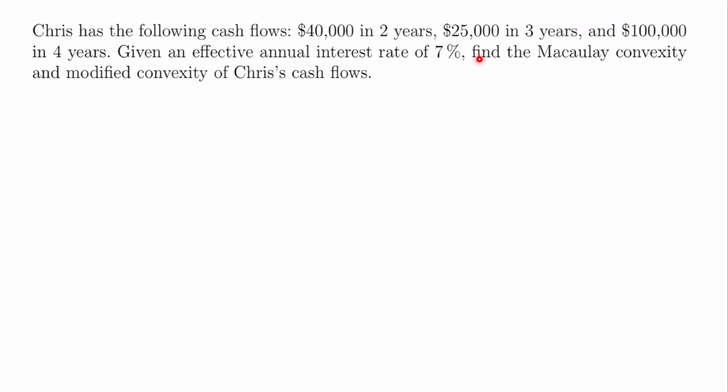All right, so here's our first example. Chris has the following cash flows: $40,000 in 2 years, $25,000 in 3 years, and $100,000 in 4 years. Given an effective annual interest rate of 7%, find the Macaulay convexity and modified convexity of Chris's cash flows.